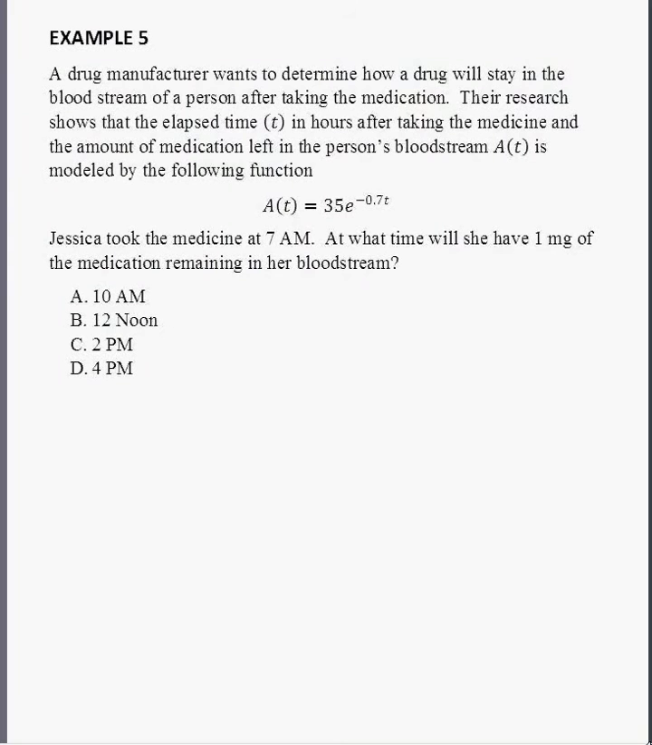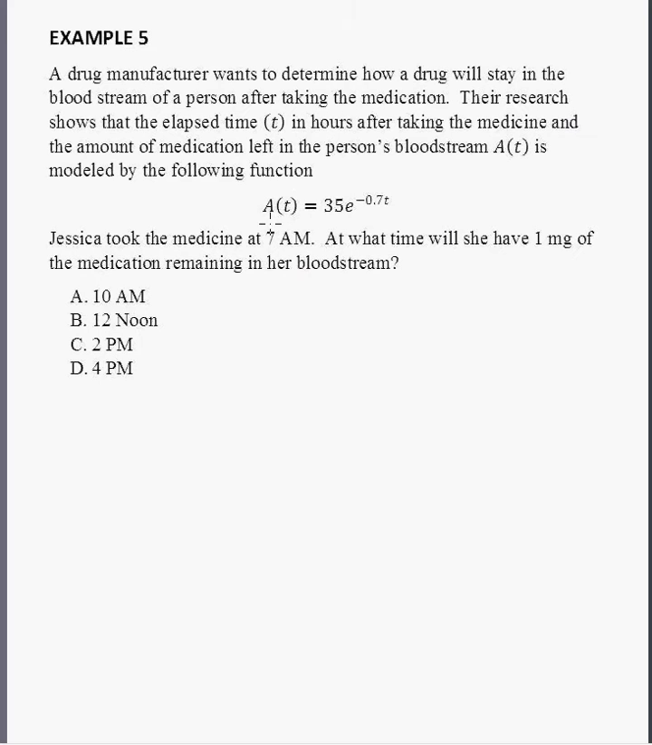Now let's take a look at example 5 of our quadratic and exponential models here. Here we have a drug manufacturer that wants to determine how long a drug will stay in a person. The amount of drug that stays in the bloodstream of a person is modeled by the equation A(t) equals 35 e to the power of negative 0.7t. As you can see, this is an exponential function, and this is the formula that goes.